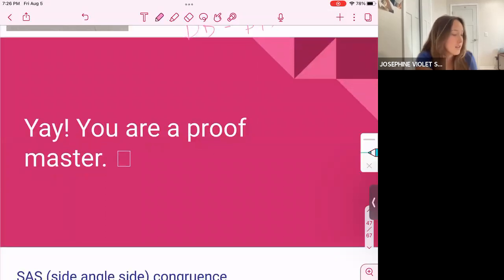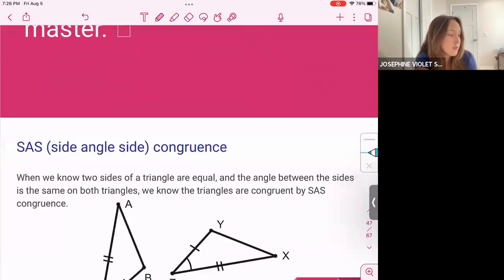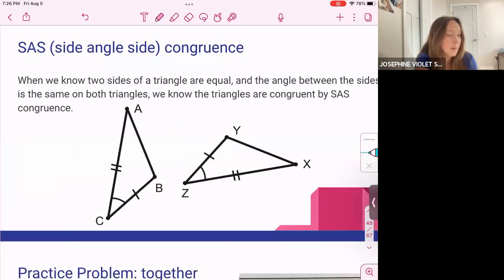But yeah, congrats on your first proof. Let's get into some more congruence methods. I'm gonna try to speed run these as much as I can.